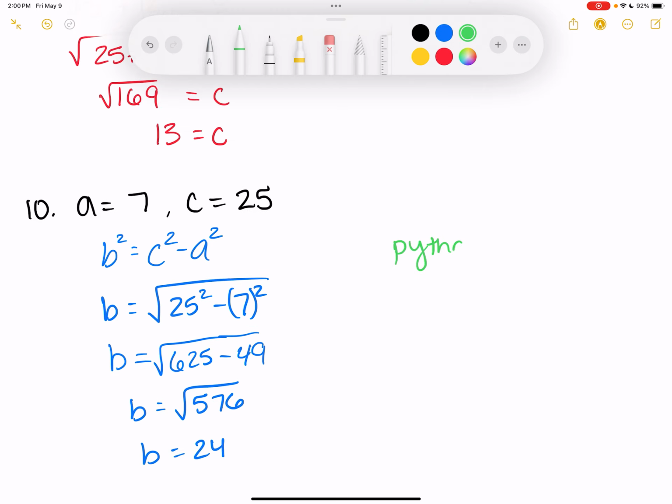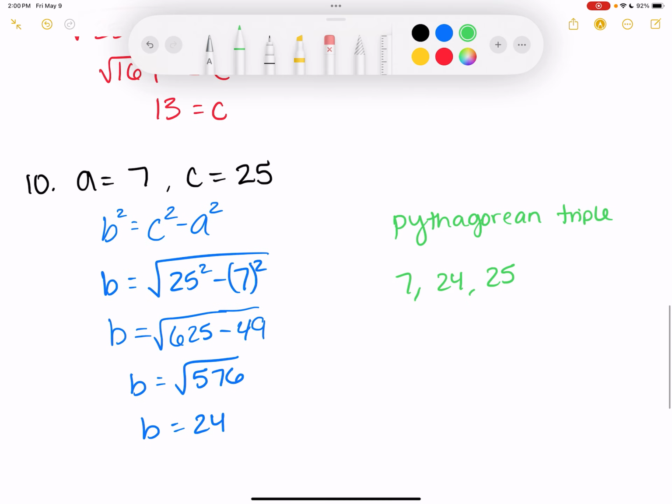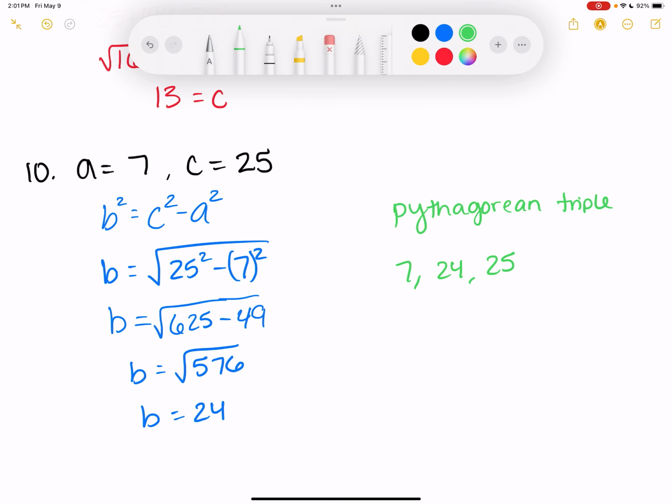Why don't you explain it to us? Is it 7, 24, and 25? Are they infinite numbers? Or is it just a set? They're all just basically perfect squares. A Pythagorean triple is when you have whole numbers that work. So all of these are whole numbers, right? If I took the square root of 75, that's not a whole number. I kind of get it, but I don't get it. Yeah, they just look like random numbers to me.